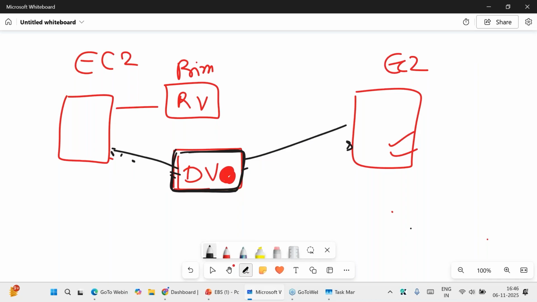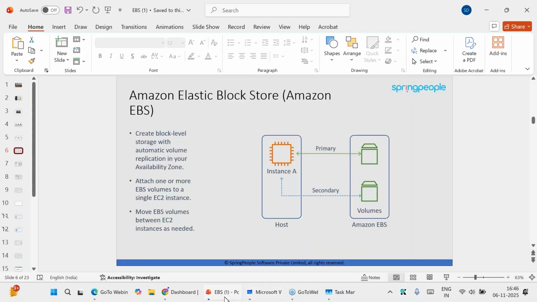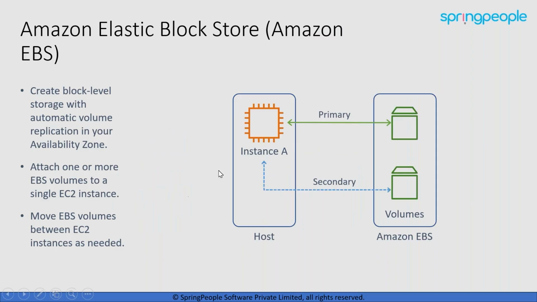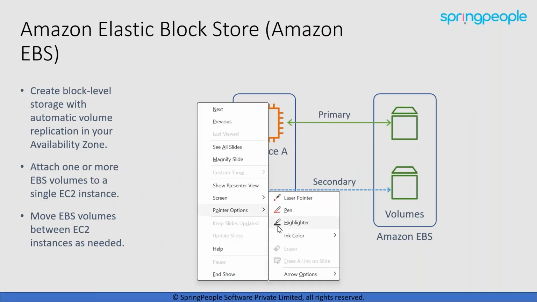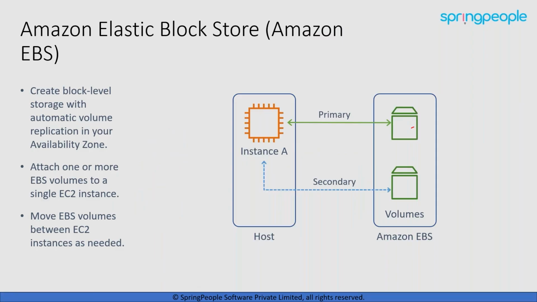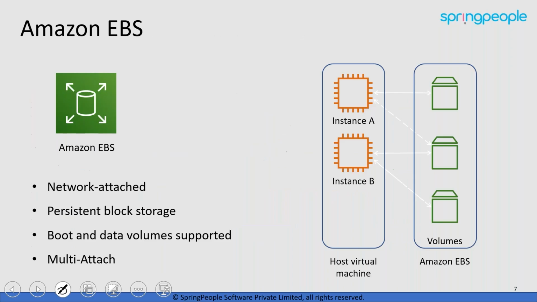But now, yes, it is possible that a single elastic block storage volume can simultaneously be attached to multiple instances. But there are lots of limitations, like what type of instance you are using, right? So there are lots of limitations on that. But yes, now it is possible and it is known as multi-attach. Back to my presentation. So I hope now this screen is very much clear to you.